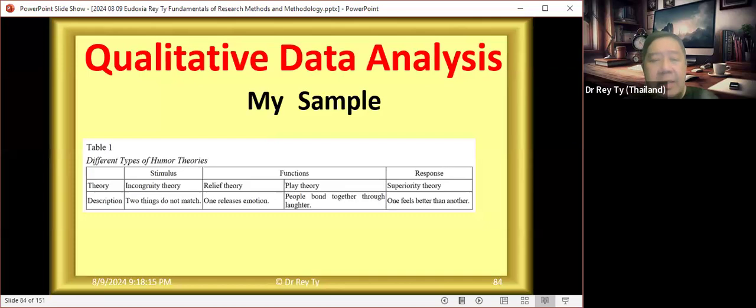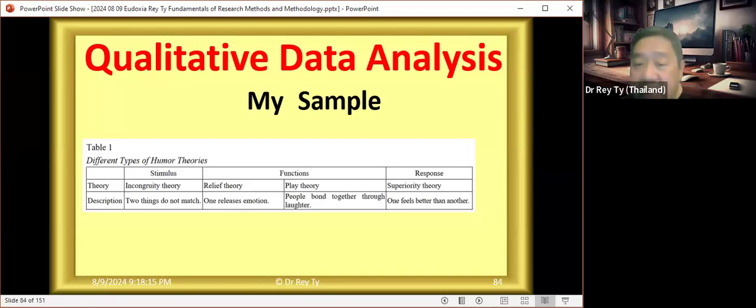This is another data analysis sample. I co-authored a paper with a Palestinian American on humor. I categorized there are four types of humor theories: incongruity theory of humor, relief theory of humor, play theory of humor, and superiority theory of humor, and from stimulus, function, and response. So from all the different theories, I categorized them into four types of theories.